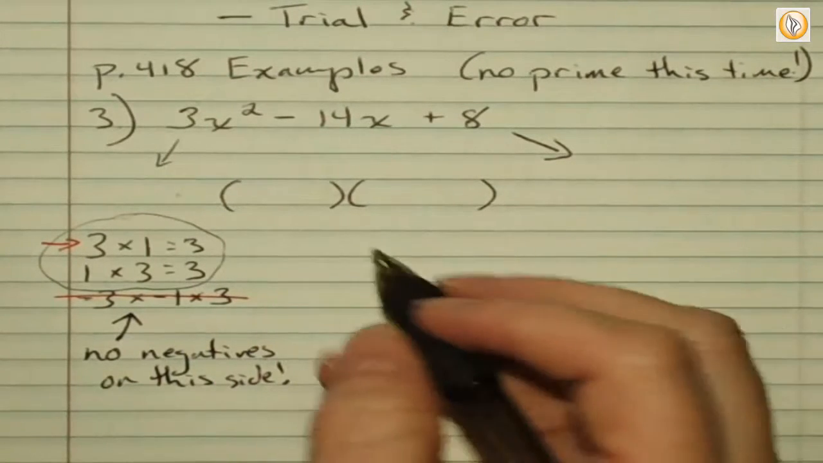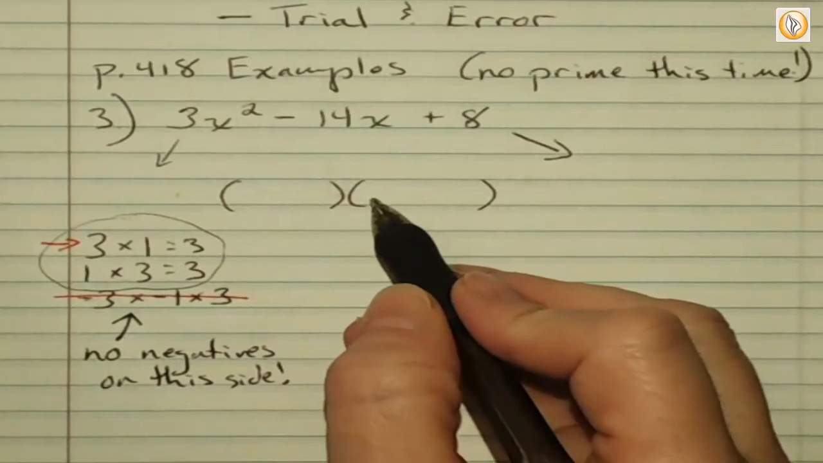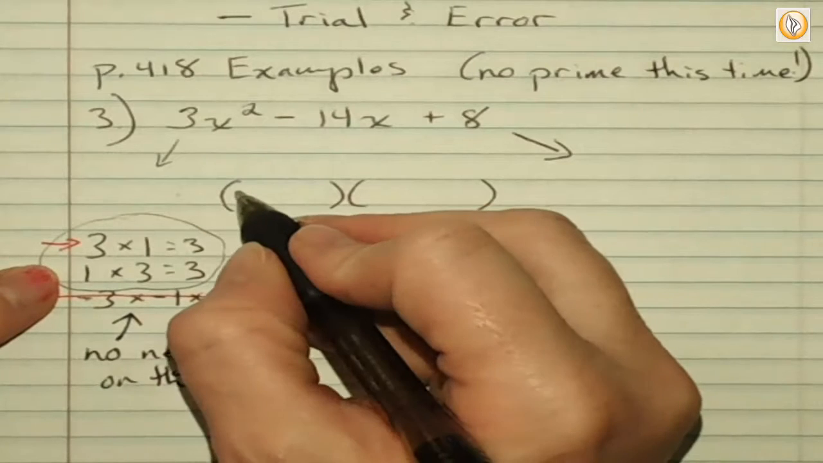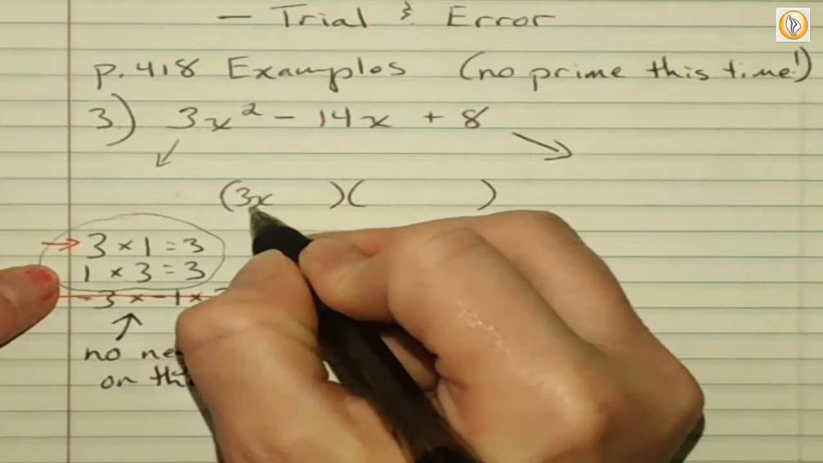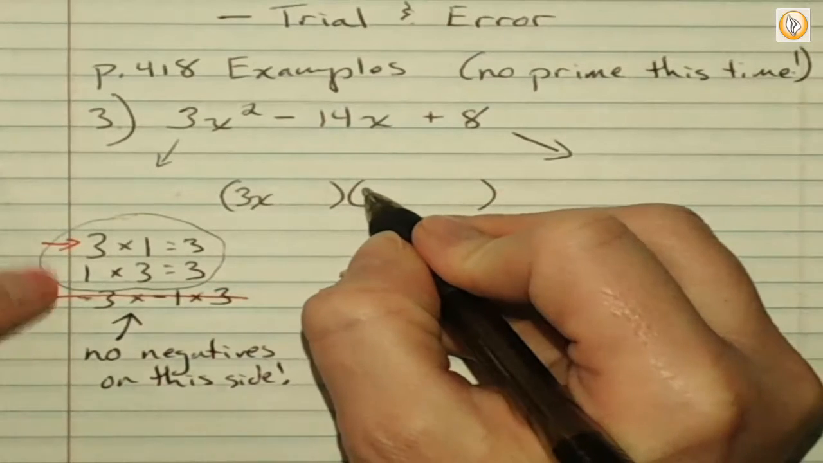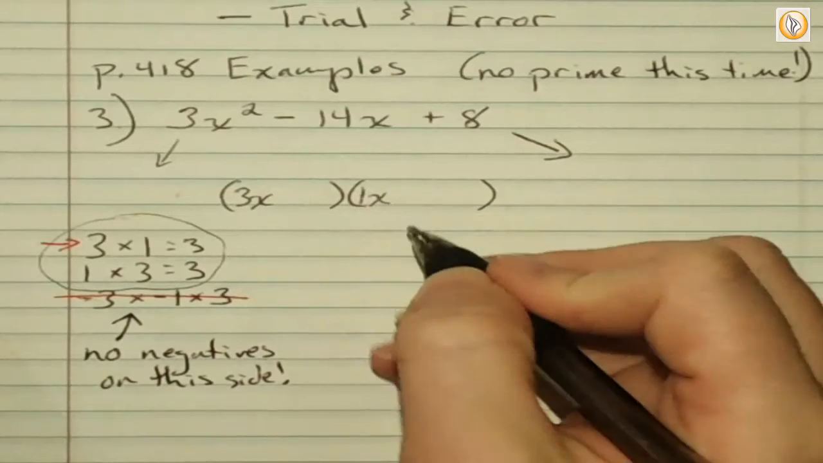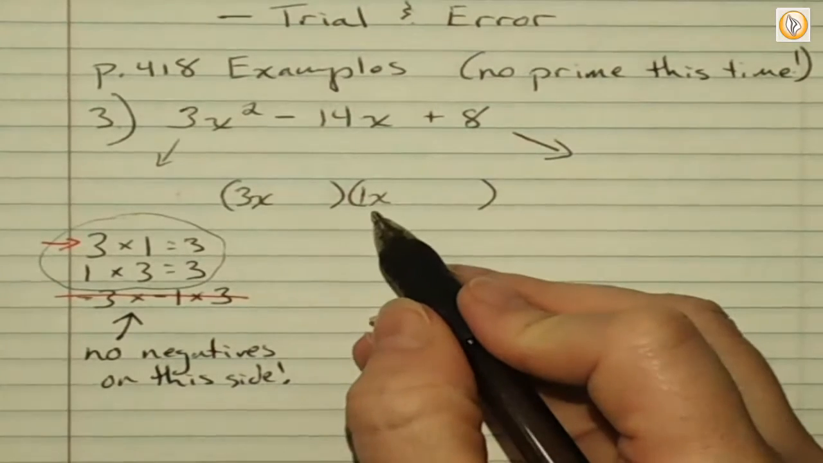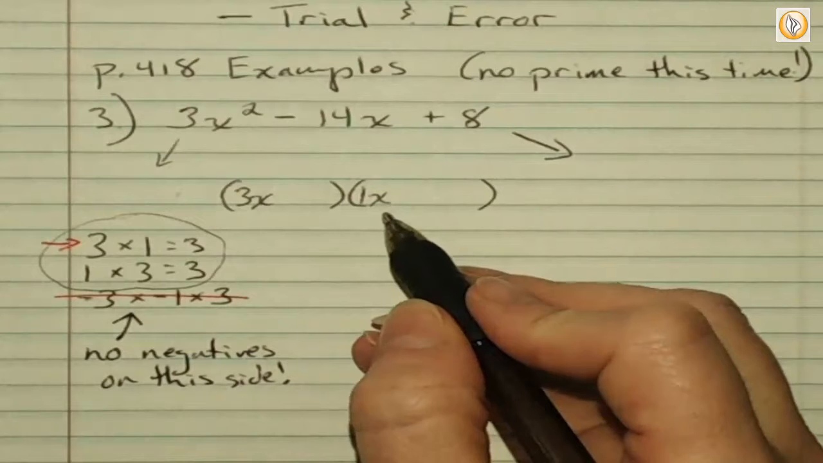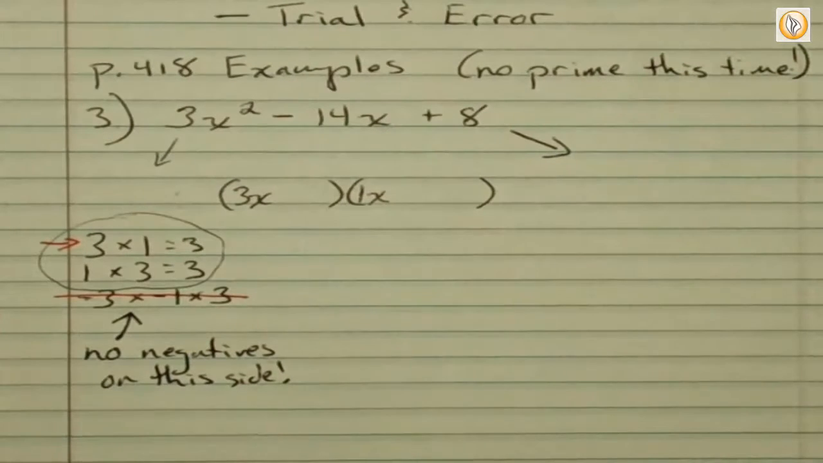It just doesn't make sense to me to have the 1 here and the 3 here. So I'm going to choose 3x here. And you can say, if you want, 1x here. If you are like, I don't need to have that 1 there, I can just put a regular x there, you're fine. Okay, do y'all see what I did there?